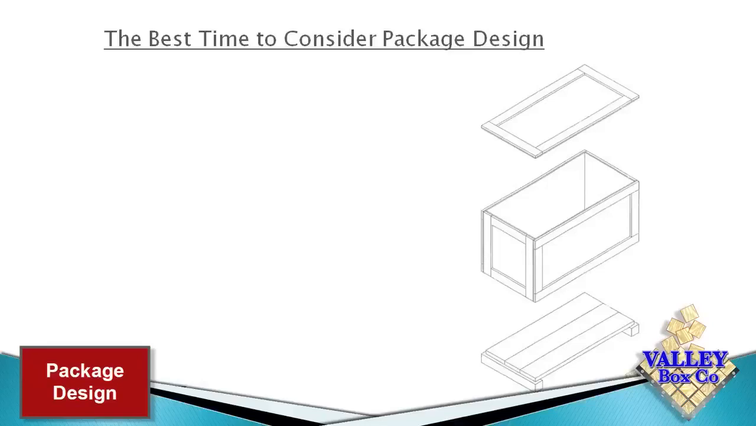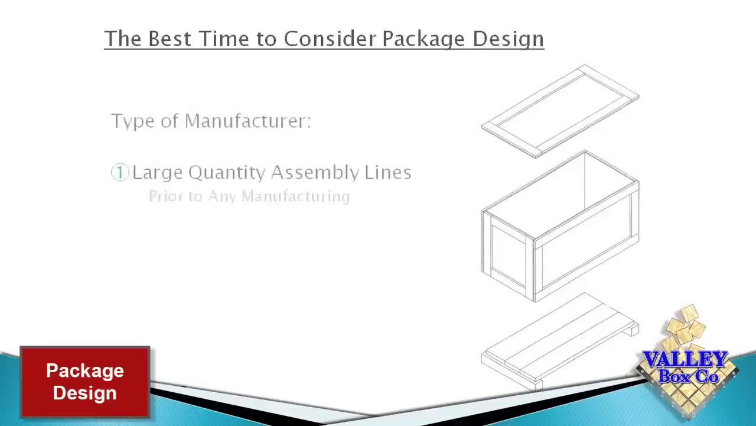For the purposes of this webinar, we'll break down manufacturers into 3 types. A Type 1 packaging operation would include products that are produced in daily larger quantities rolling off an assembly line, like bottling or semiconductors. The time to address your packaging should be prior to any manufacturing. Treat the packaging as part of the product rather than an afterthought.